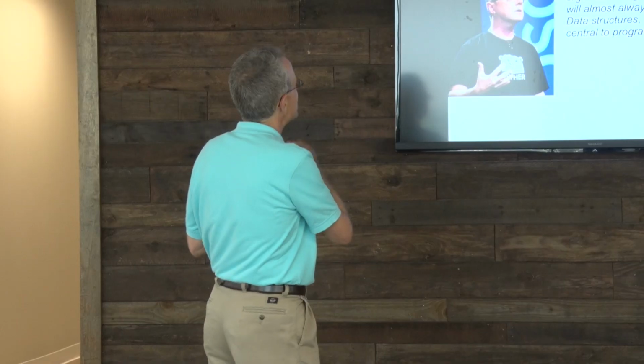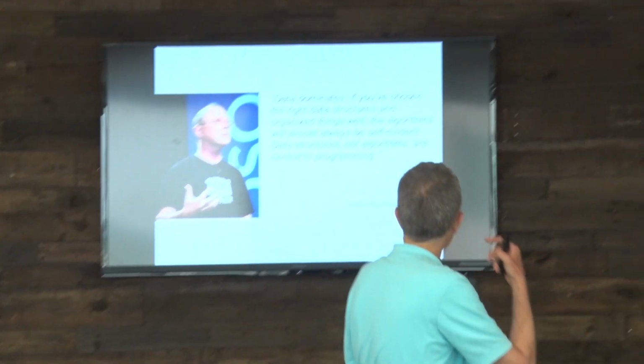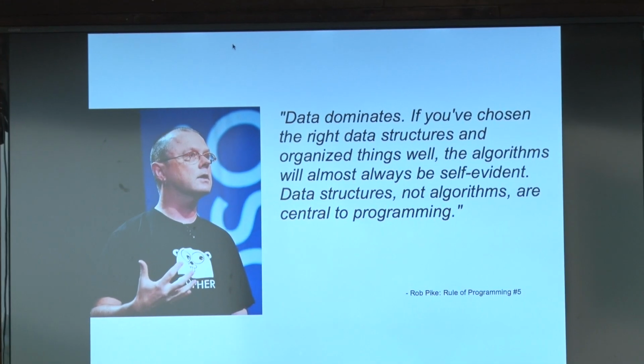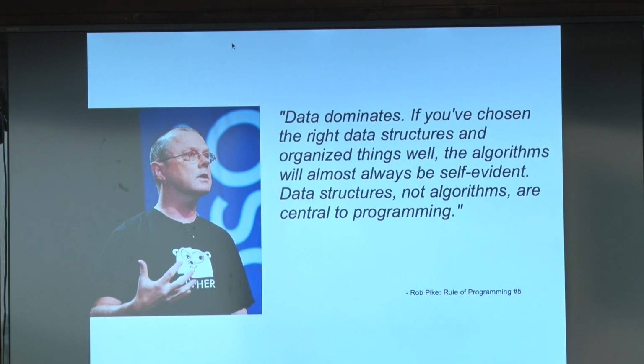Now, Rob Pike said something very similar. Really the same thing: data dominates. If you've chosen the right data structures and organized things well, algorithms will almost always be self-evident. Data structures, not algorithms, are central to programming. Same idea, represented in different words. Choose your data structure carefully.